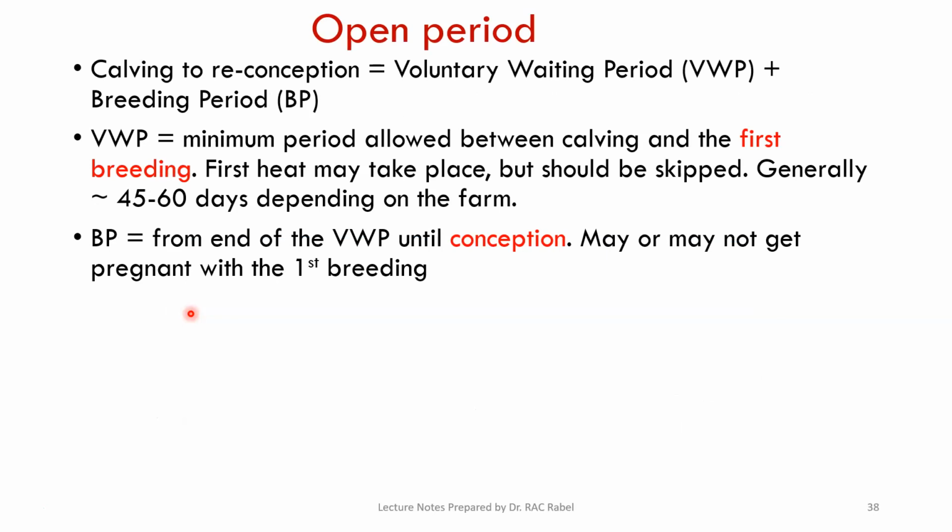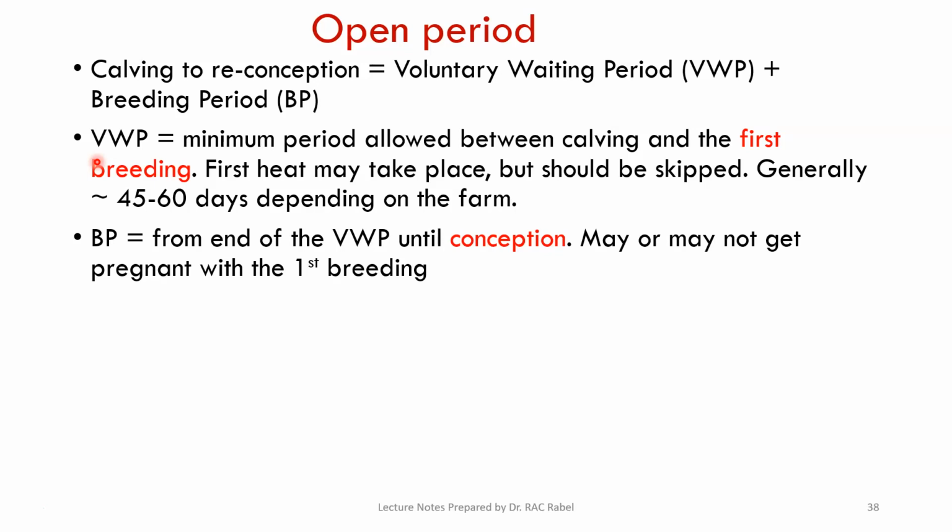Right, so we talked about most of these things briefly. The open period, we said that was the interval between calving to reconception, right? Calving to reconception period. So this is essentially a non-pregnant period, right? And then we divided this into voluntary waiting period and a breeding period, right? I'm not going to go through each detail here, but this generally is a period where we don't breed the animal. We voluntarily wait, right? We voluntarily wait.